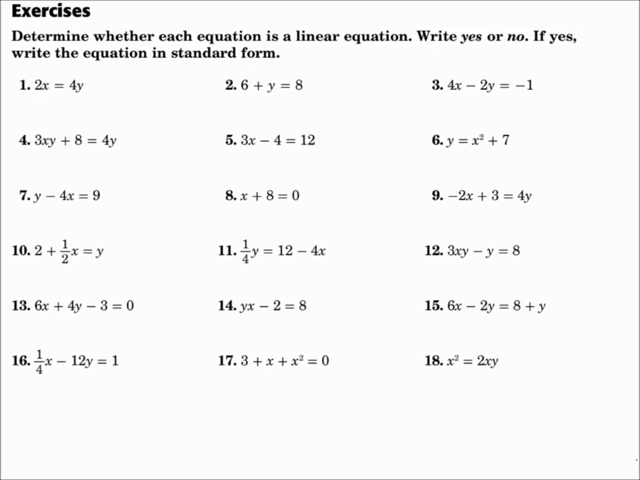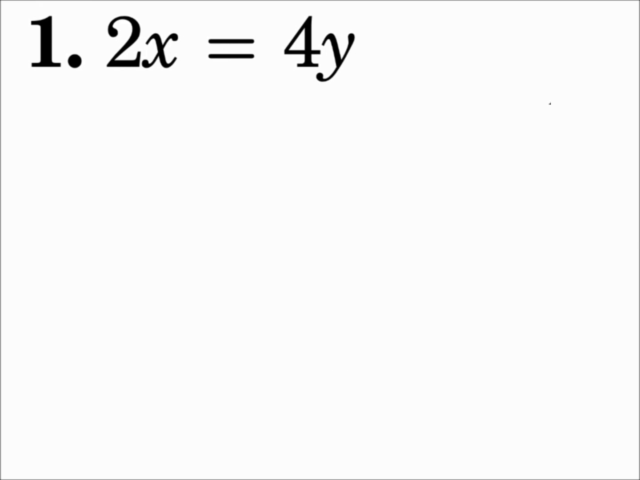Determine whether each equation is a linear equation. Write yes or no. If yes, write the equation in standard form. Number 1, 2x equals 4y. Well, there's no x squareds, y squareds, or x times y's, so this is, yes, a linear equation. Now write it in standard form. You need the x's and the y's on the left and the constants on the right. So we need to move the y's over to the left. To move them, subtract 4y from each side.